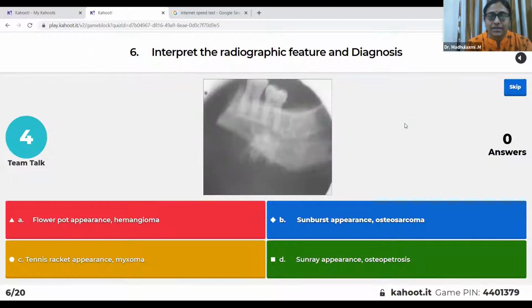Interpret the radiographic feature and diagnosis. What do you see in this radiograph? Is it flower pot appearance, hemangioma; sunburst appearance, osteosarcoma; tennis racket appearance, myxoma; or sundray appearance, osteopetrosis?